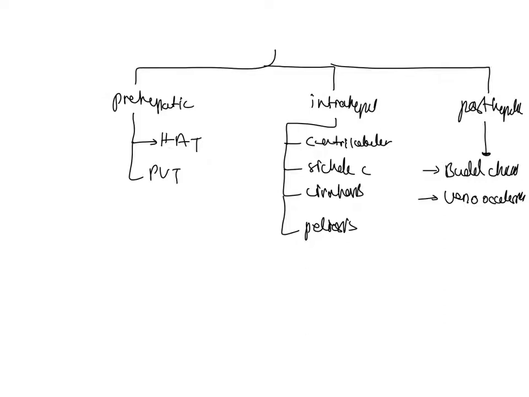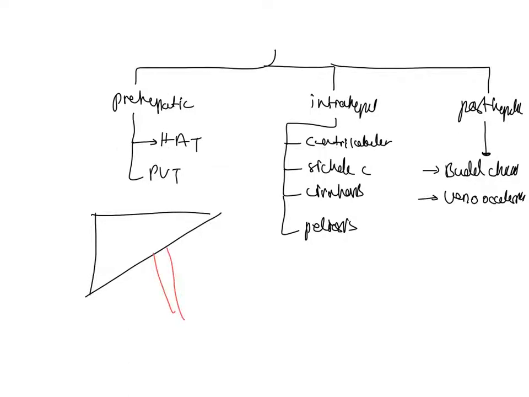Hello guys, today I'll be talking about different liver obstructions in the vessels. I would like to divide the obstruction in the liver into three different types. One is prehepatic, one is intrahepatic, and one is posthepatic. Prehepatic is when we have a hepatic arterial thrombosis.